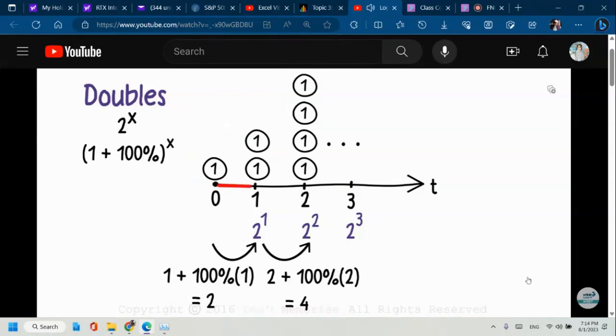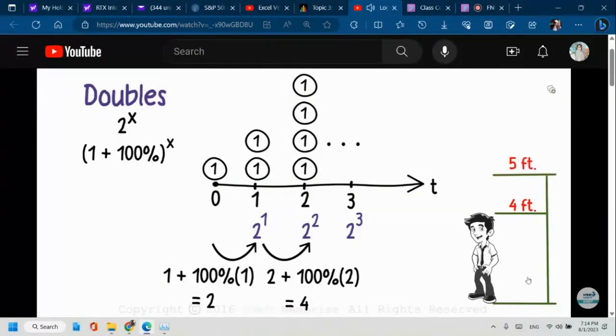What about the time in between two time periods? We are seeing no growth in between. No growth and it suddenly doubles. Again, no growth and suddenly doubles. But hey, that's not how nature functions. Every kind of growth happens gradually. If your height today is 4 feet, you suddenly won't be 5 feet a year later.